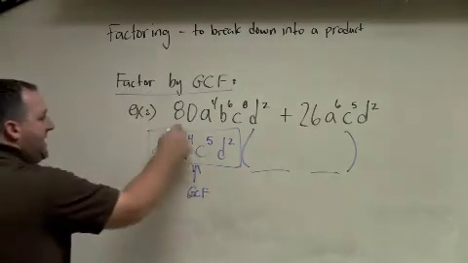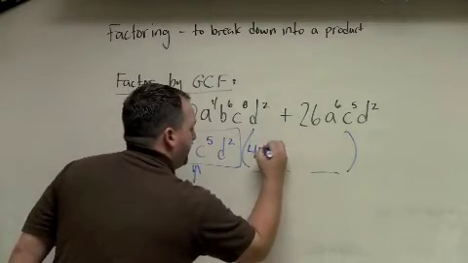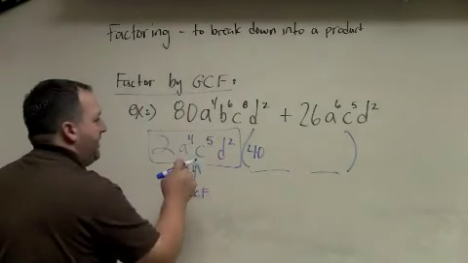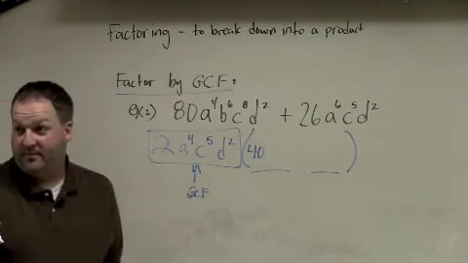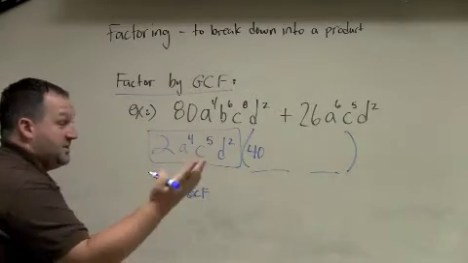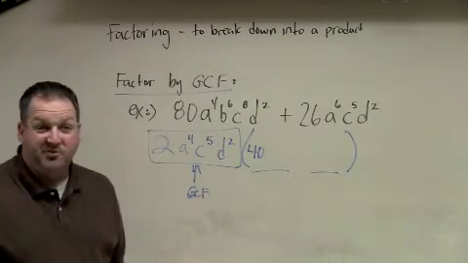You take each individual piece and you ask yourself, this divided by this gives me the leftover piece. 80 divided by 2 is 40. A to the 4th divided by A to the 4th is 1. There's no A's left over. It's just 1. They divide out. Okay? So I don't have to write a 1. 40 times 1 is still 40.